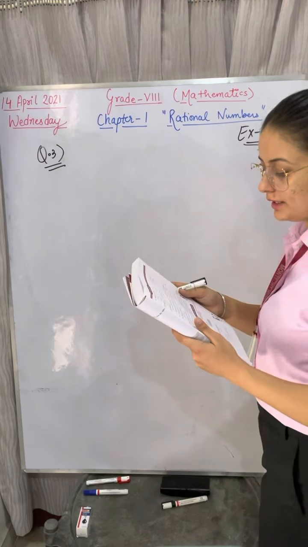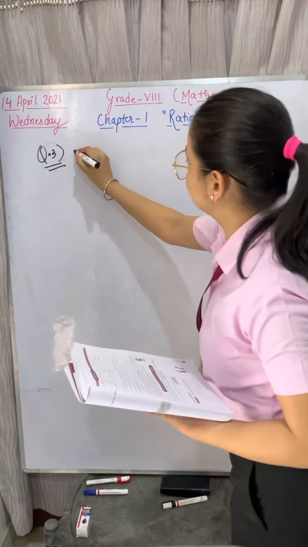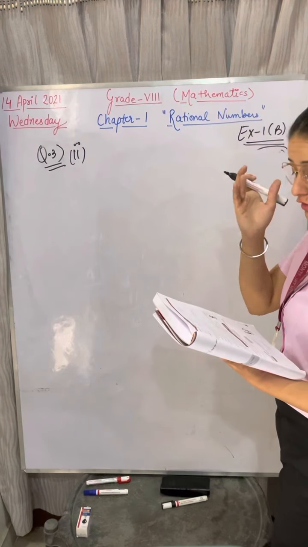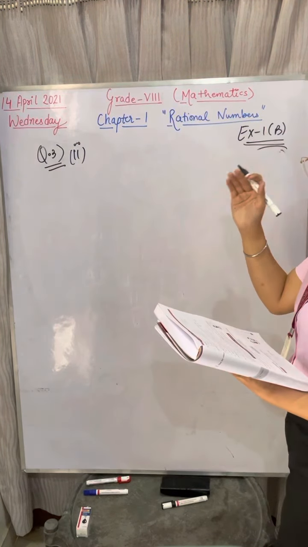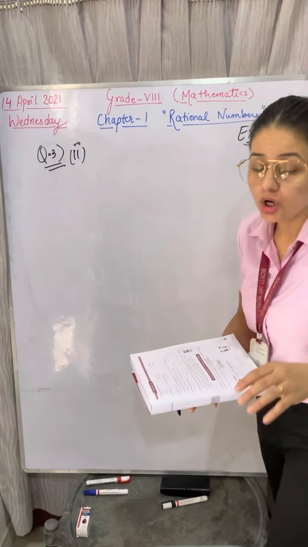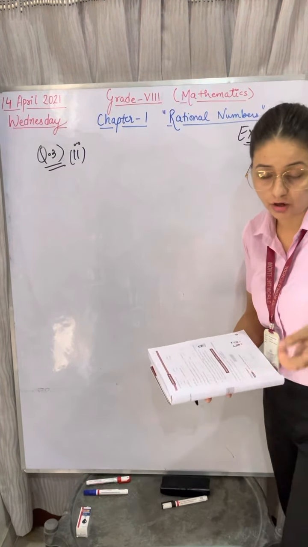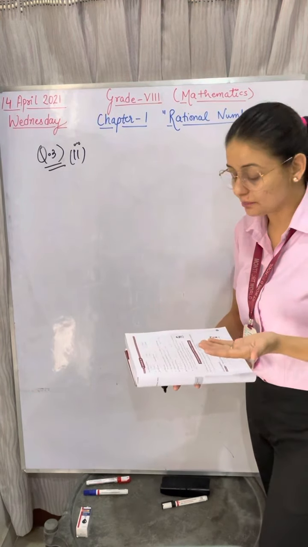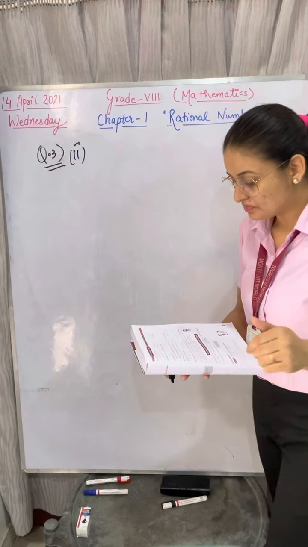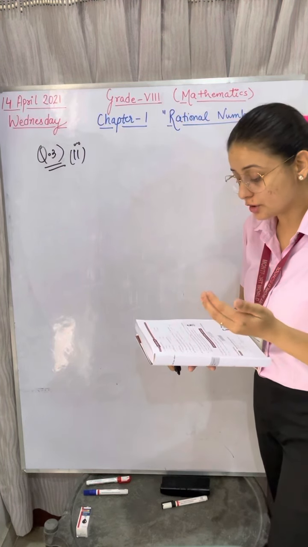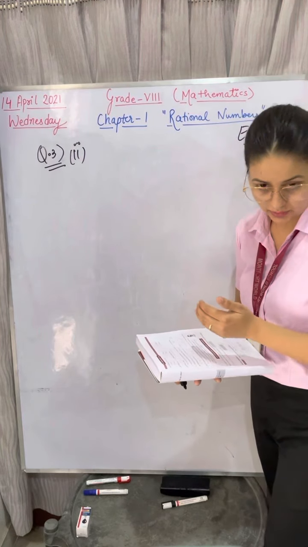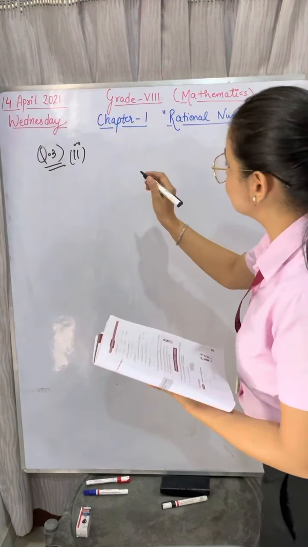The second part is: what number should be subtracted from minus 3 by 4 to get 5 by 6? They have not written here the sum of two numbers or the subtraction of two numbers, or that the first number is given or the second number is given. They have not mentioned anything. Directly they have written the statement: what should be subtracted from minus 3 by 4 to get 5 by 6? Now see how we have to write the statement.